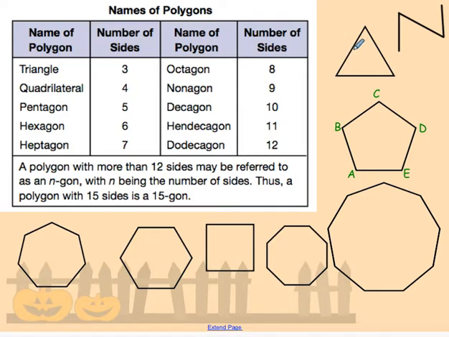So if we look at each of these, this one has 3 sides, so we're talking about a triangle. 5 sides, a pentagon. 9, a nonagon. 8, an octagon. 4 is a quadrilateral, 6 a hexagon, and this one has 7 sides, so we're talking about a heptagon.